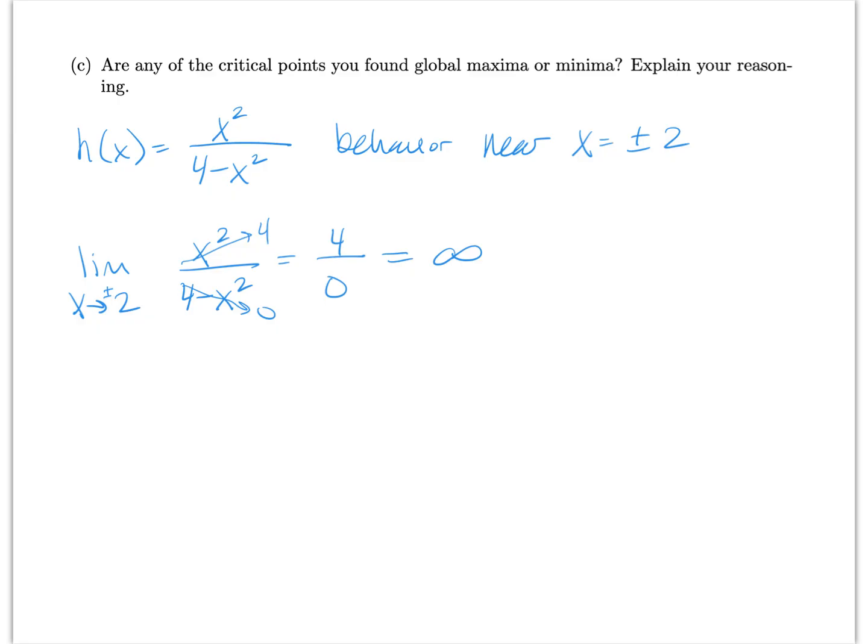Okay, so let's see, what is h of 0? 0 was our only critical point. If I plug a 0 in here, I get 0 over 4, which is 0. So if I try to sketch what I know about this graph of h, I know it has the point (0, 0) on it. And I know that at 2 and at negative 2, the graph goes up to infinity. The y values are going up, the limit is infinity. So it's going to go up like that. So these are like asymptotes. And the graph does this.